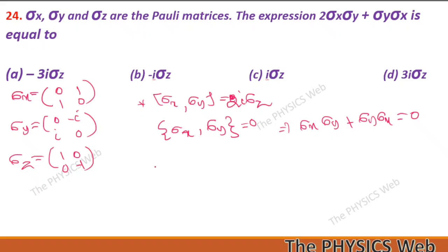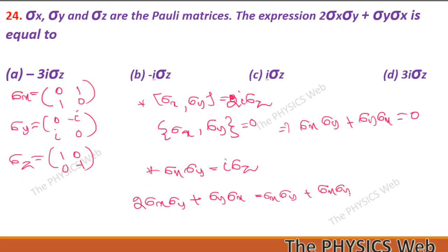So, σx σy equals iσz. From the given expression, 2σxσy plus σyσx, I can write this as σxσy plus σxσy plus σyσx. In this expression, you can see the anti-commutator bracket of σx and σy, and this will be 0. And this σxσy will give you iσz. So C is your correct option.